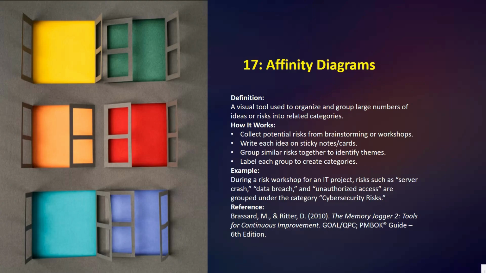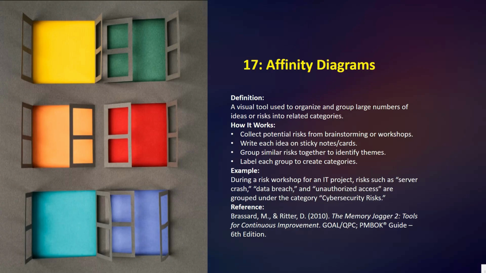Affinity diagrams are a visual tool used to organize a large number of ideas. They are often used right after a brainstorming session to make sense of all the information. Under definition you can read: a visual tool used to organize and group a large number of ideas or risks into related categories. How it works: collect potential risks from the brainstorming or workshop. Write each idea on sticky notes.